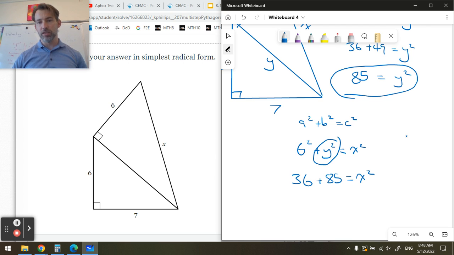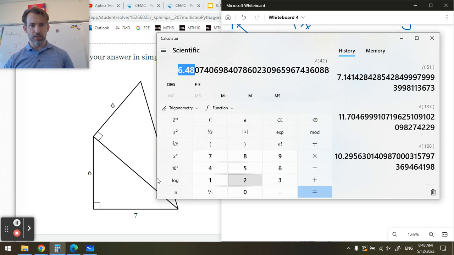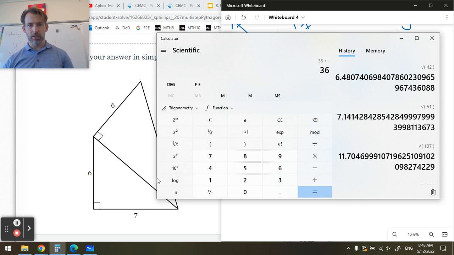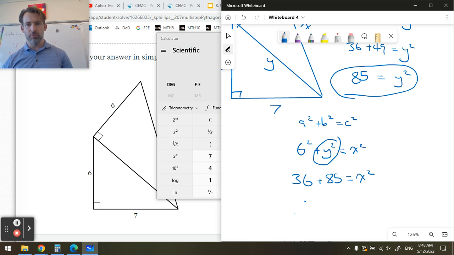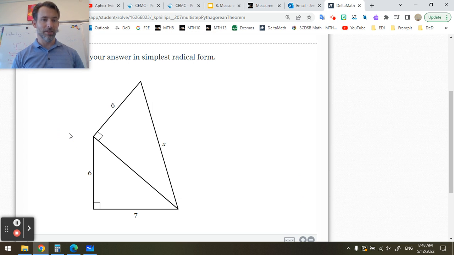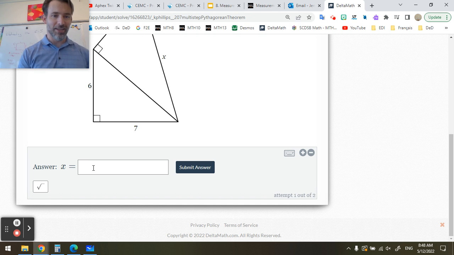Now let's do the math. 36 plus 85, is that 121? Is it really? That would be pretty cool. 36 plus 85 is 121. I'm just a little bit in disbelief. Well, that's boring. It's not a very good example. Anyway, here I take the square root of both sides to find that x is 11. Oh, it's a little sad. That's the simplest radical form, it's just 11.